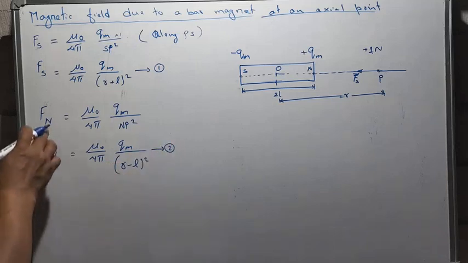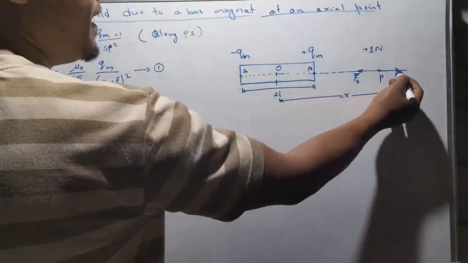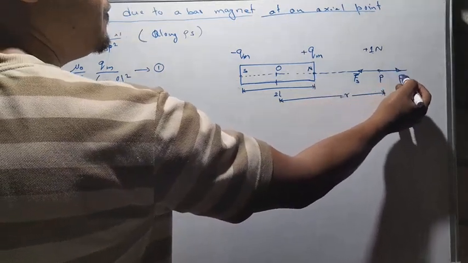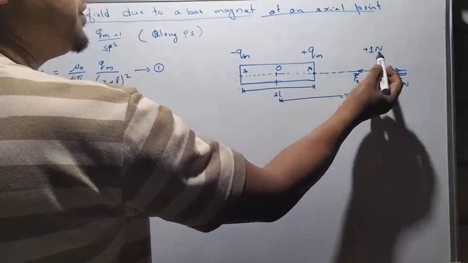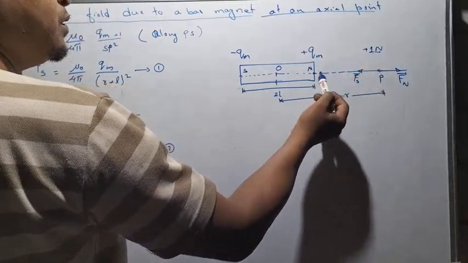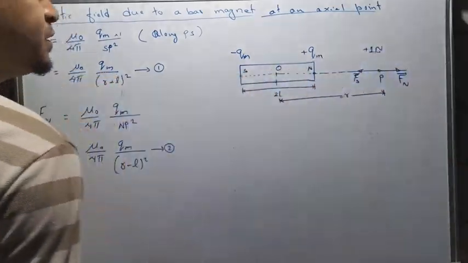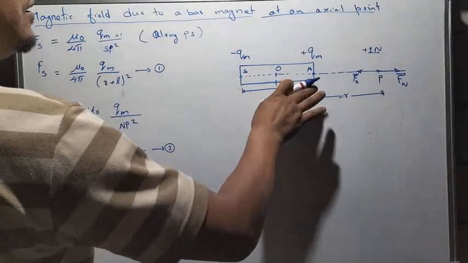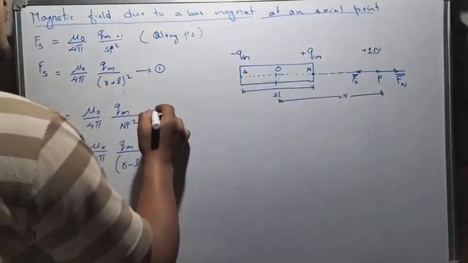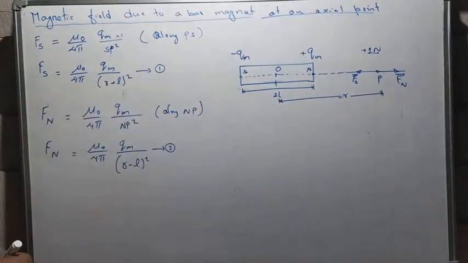And what about the direction of this Fn? The direction of this force Fn will actually be a repulsive force, because at this point we consider a unit north pole. So the force experienced by this north pole from this north pole will be a repulsive force. And so it is acting along, as I can see here, along NP.